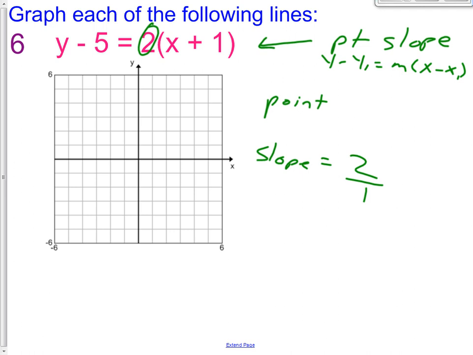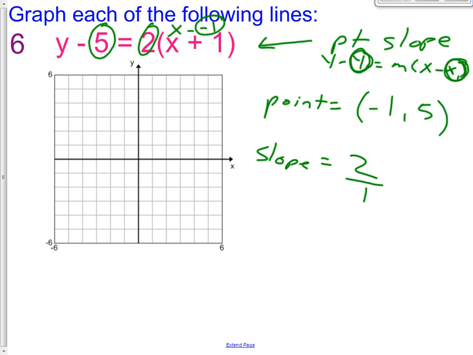So now what point do I start at? My point is found from x and y. Now remember, we don't have the negative signs with it. It is just this x right here and this y right here. So if we think about this as x minus a negative 1, that's what x plus 1 is. Our points are a negative 1 and this positive 5. So my point is found at negative 1, positive 5.